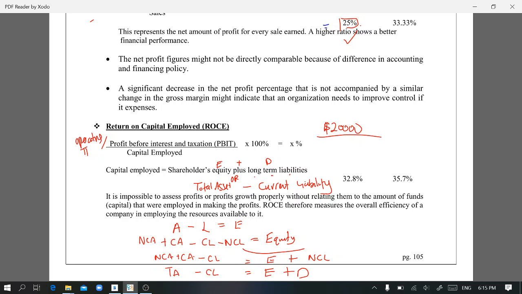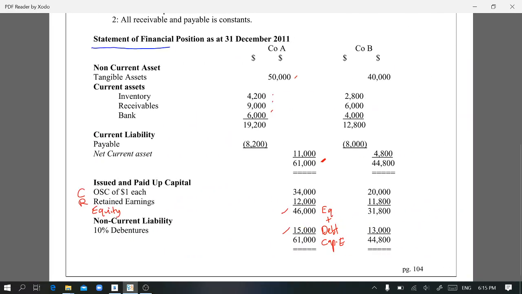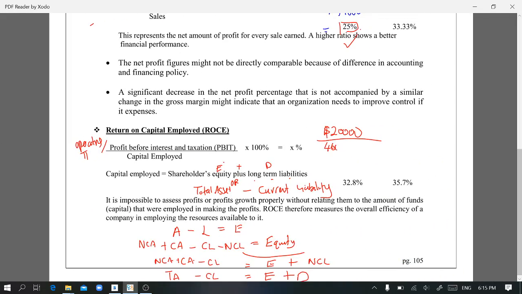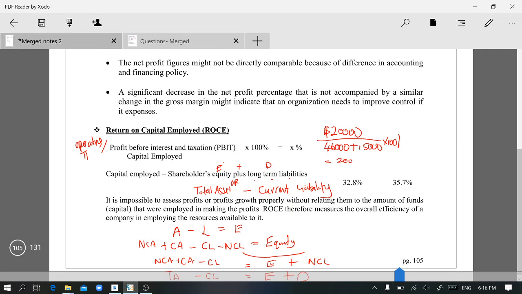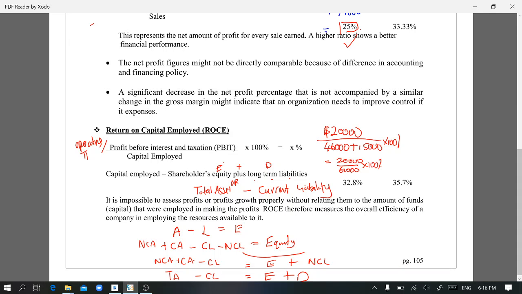So how much is the capital employed from shareholder plus borrowing? Let's say you have $1 from shareholder, you have $1 from the debt, you have now got $2. But here, equity is 46 and 15. 46 from shareholder, 15 is borrowing. These are my capital employed. So it is 20,000 and 61,000. So capital is 61 and profit is 20, so answer is 32.